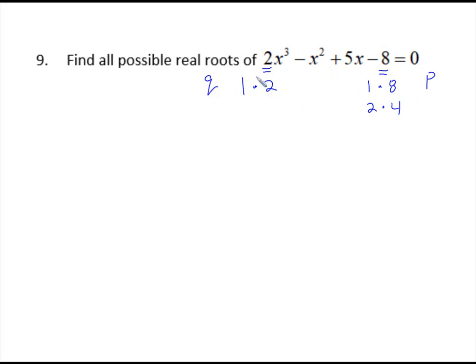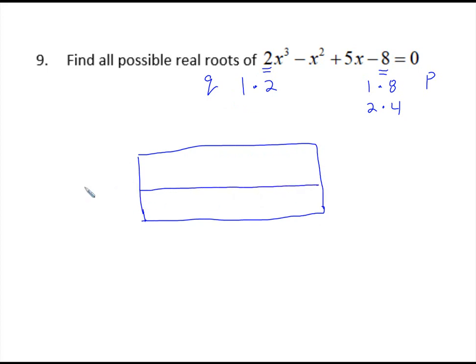All right, and notice there's 2 q-values. So I'm going to make kind of a table. I've got 2 q-values, so I've got 1 and also 2. So these are my q-values. Then the p-values, I've got 1, I've got 2, I've got 4, I've got 8. So remember, I'm going to take all the p-values divided by q. So I'm doing p divided by q. So 1 divided by 1, well, all of these are going to be the same. So 1, 2, 4, 8.